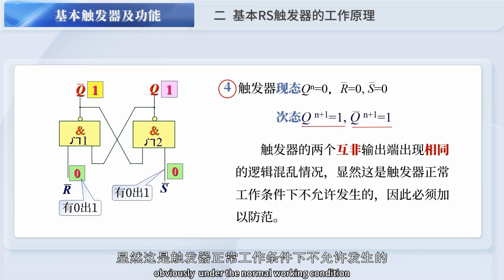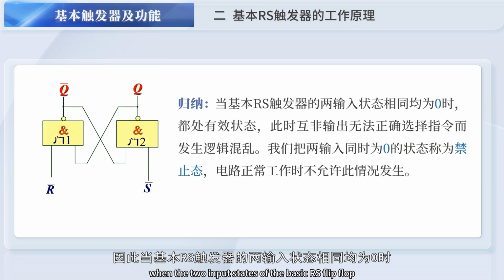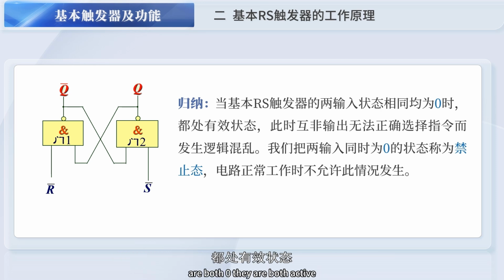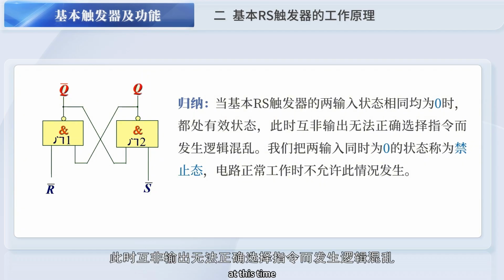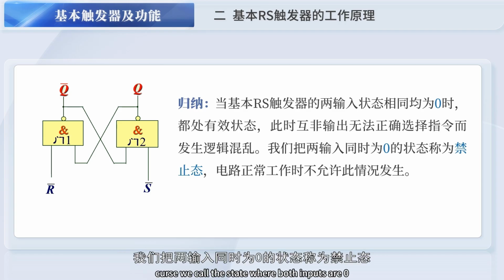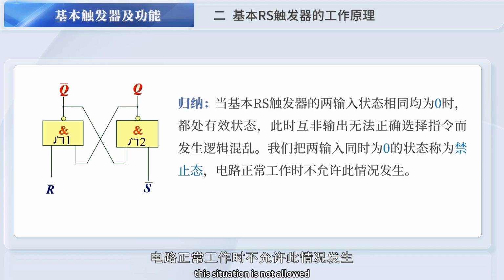Obviously, under normal working conditions, this is not allowed. Therefore, when the two input states of the basic RS flip-flop are both 0, they are both active. At this time, the complementary outputs cannot be determined and the logic becomes confused, so we call the state where both inputs are 0 a forbidden state. This situation is not allowed when the circuit is working.